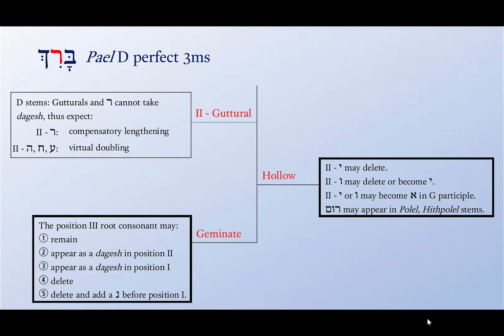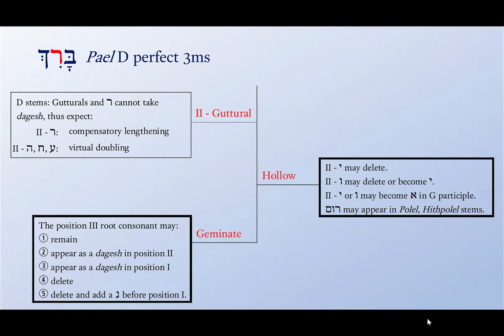So the short A vowel patach lengthens to a long A vowel kametz in this case. And the other case is the hey, chet, ayin. Why didn't I include aleph? Because the two aleph roots don't appear in D stems in biblical Aramaic. So in those cases listed there, there's virtual doubling, meaning that the dagesh of the doubling gets absorbed by those gutturals and does not trigger compensatory lengthening.